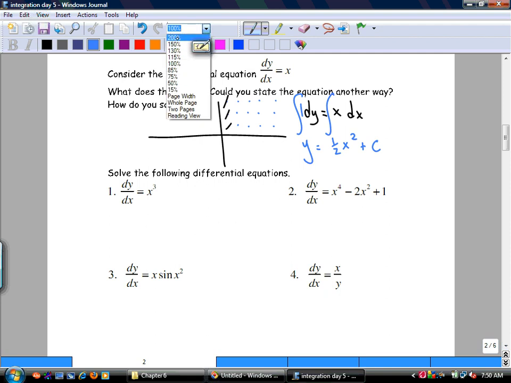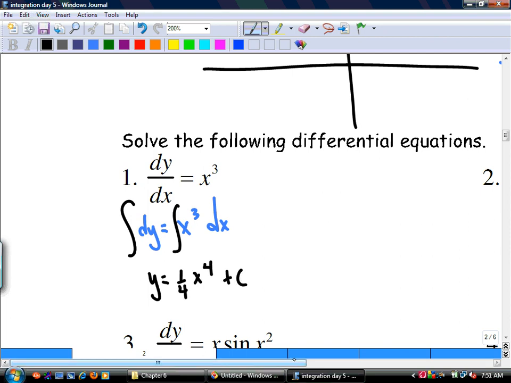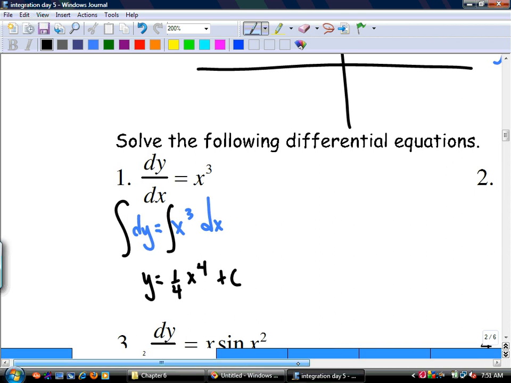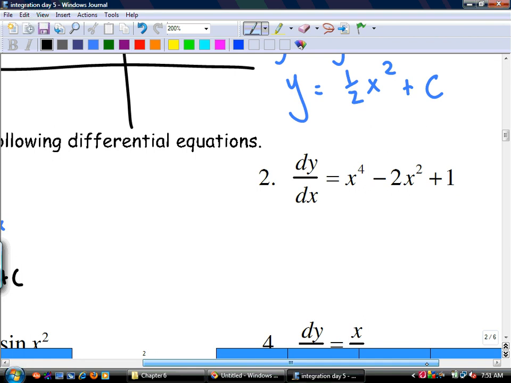Okay, let's do that. So dy equals x cubed dx. Take the antiderivative of both sides. The antiderivative of the left-hand side is y. The antiderivative of the right-hand side is 1/4 x to the 4 plus c. Not bad. dy over dx equals, okay, number 2.